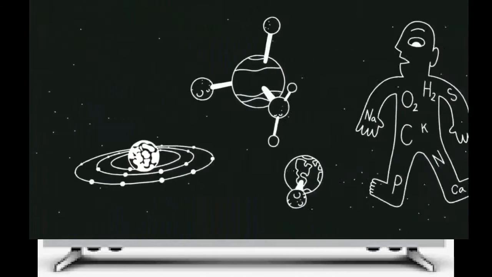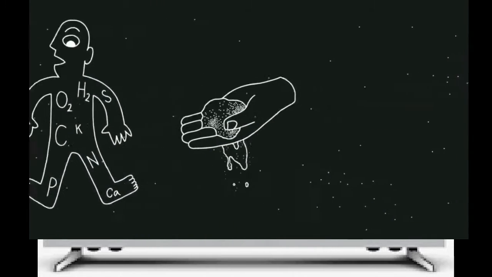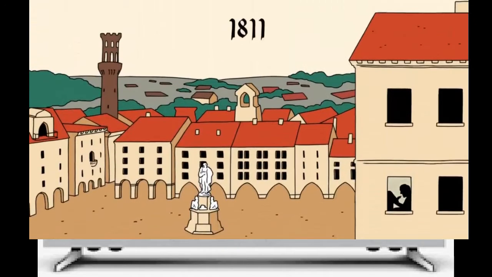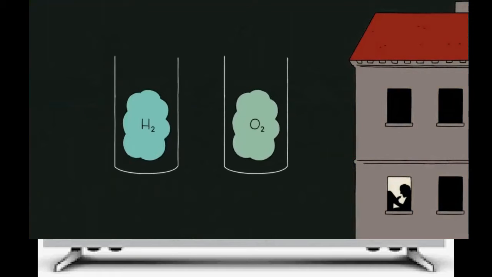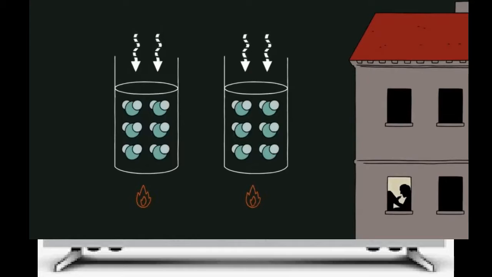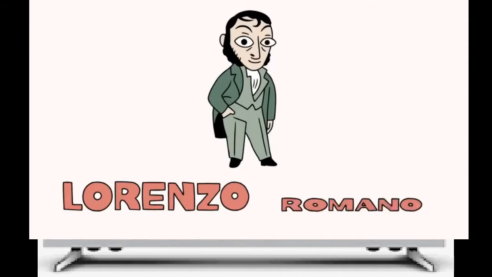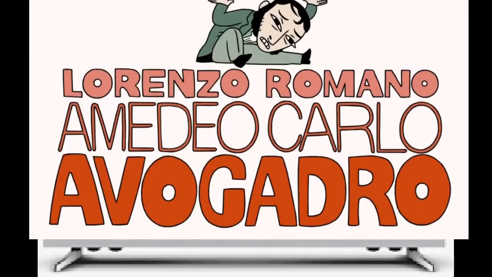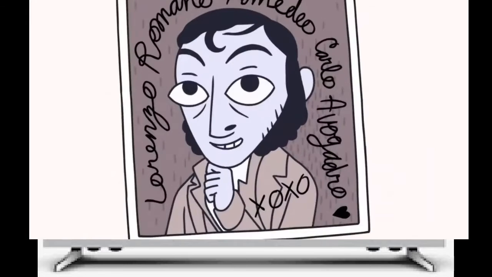Have you ever wondered how many atoms there are in the universe, or in your body, or even in a grain of sand? Scientists have wanted to answer that question, but how do you count something as small as an atom? Well, in 1811, someone had an idea that if you have equal volumes of gases at the same temperature and pressure, they would contain an equal number of particles. His name was Lorenzo Romano Amadeo Carlo Avogadro. Wonder how long it took him to sign autographs.